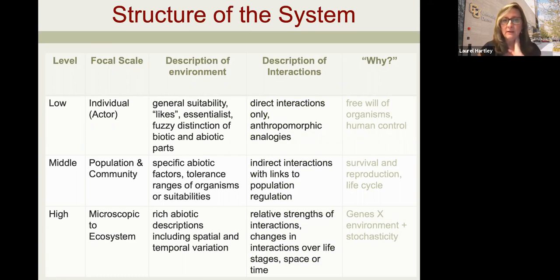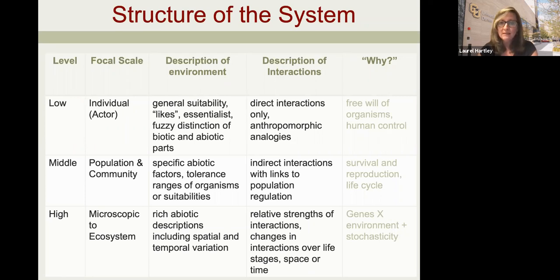How did they describe interactions? Lower level students described direct interactions only, so one step up or down on a food web. They used a whole lot of anthropomorphic analogies like helping and harming. Middle level students saw indirect interactions, and they linked those indirect interactions to population regulation. So that middle level thinking, that population part's very important, that they start to see populations. Higher level students saw relative strengths of interactions, and changes in interactions over life stages, space, or time.